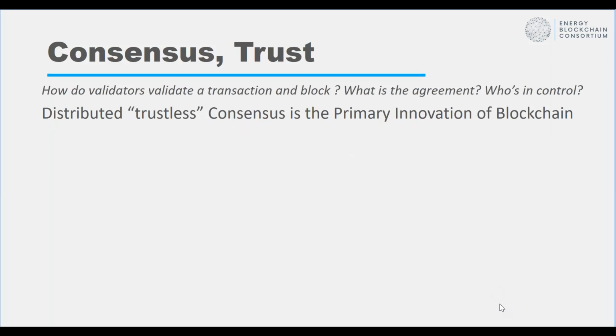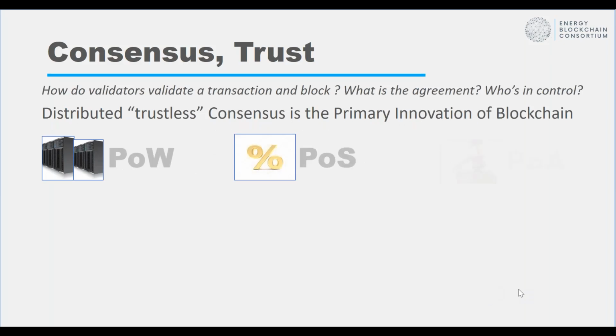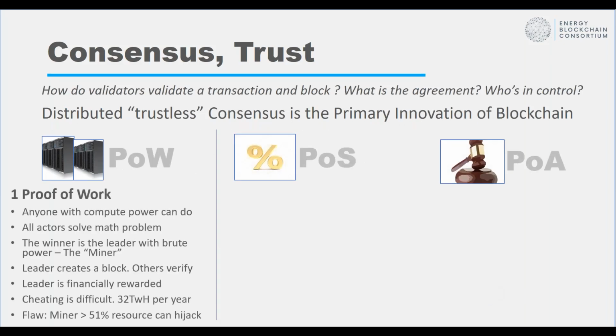That becomes more interesting. Now, for those of you who were in the previous webinar, you will be able to relate to this slide, but I wanted to talk a little bit about how the validation occurs, how the transactions are validated, how the blocks are created, who creates this agreement, who's in control, and why do we call it trustless? Let's walk through that right now. There are different algorithms that provide consensus: the proof of work, the proof of stake, and the proof of authority. And there are a few more, but that's sort of where the world is right now.